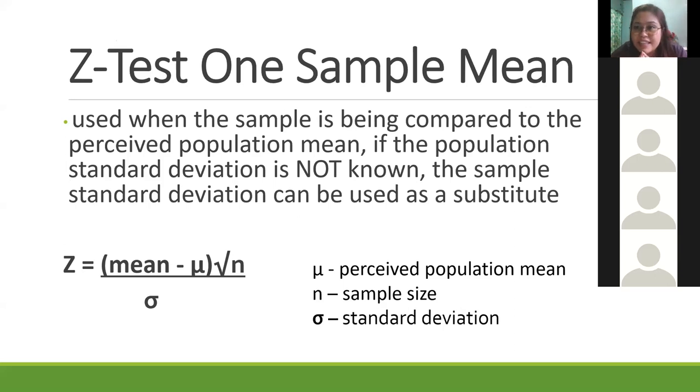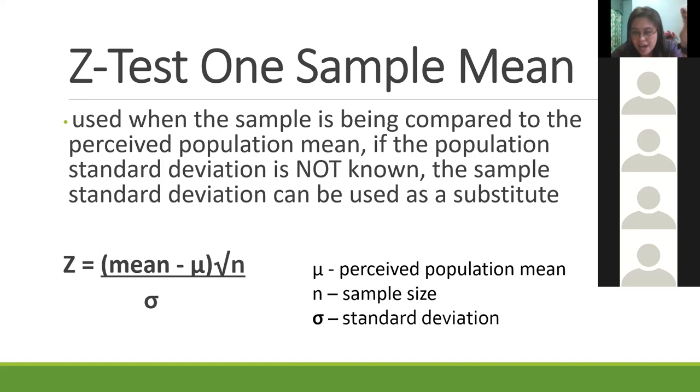So let's talk about the z-test for one sample mean. So ang z-test, one sample mean is used when the sample is being compared to the perceived population mean. Okay, so you have the sample mean. Nagganda ka og survey, tapos kabalo na ka sa imuhang sample mean, imuha nang nakuha. The mean, ha, the average. And then you know the population mean. And then if the population standard deviation is not known, you can use the sample standard deviation. So that's as a substitute. So ang kailangan lang nimo dinhi nga data is the mean sa sample, ang mean sa population, syempre ang sample size, and the standard deviation.